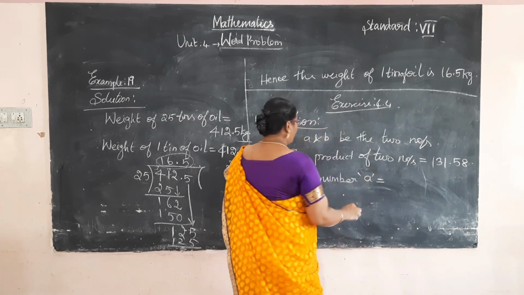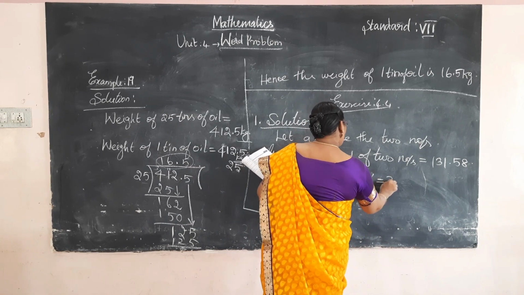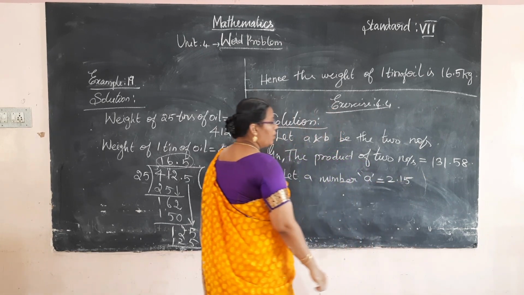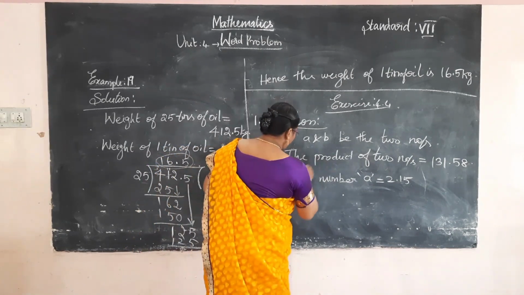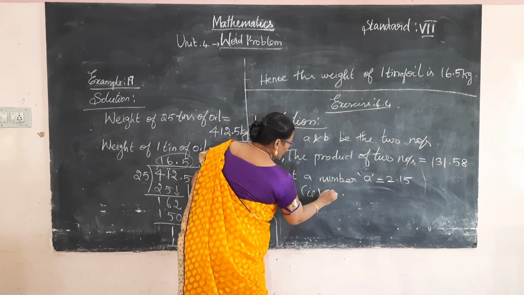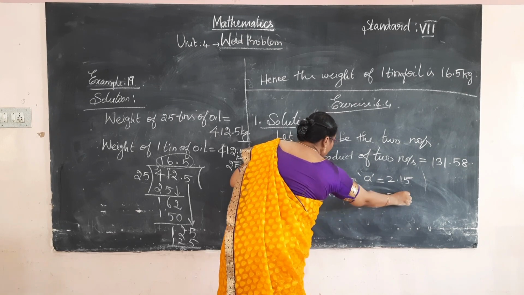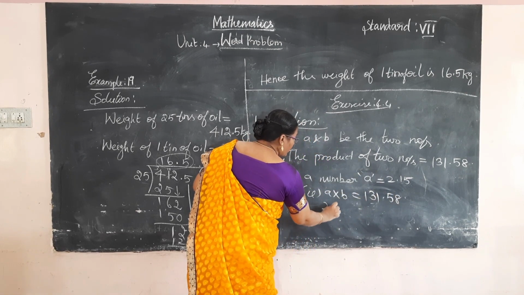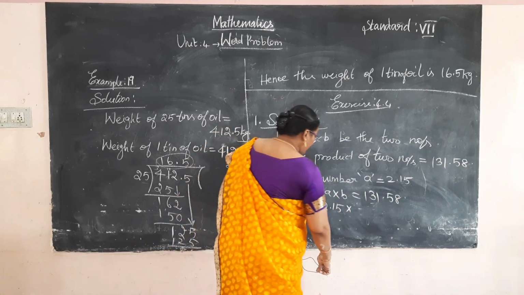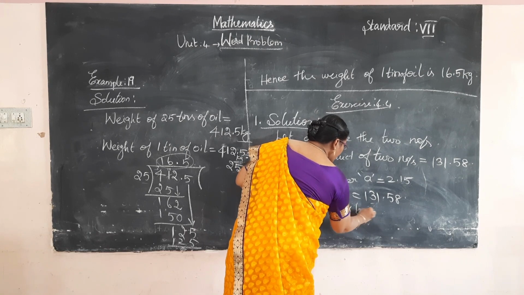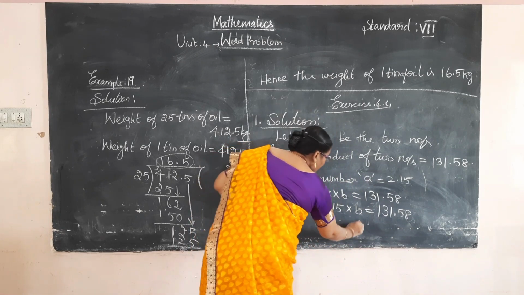Let the number A be 2.15, since one of the numbers is given. We have to find the other number, B. Now substitute: A into B is equal to 131.58. What is the A value? 2.15. Product means multiplication. So A into B, that is 2.15 into B, is equal to 131.58.